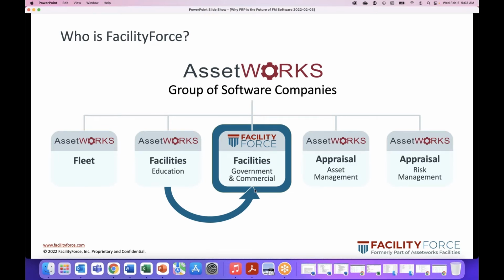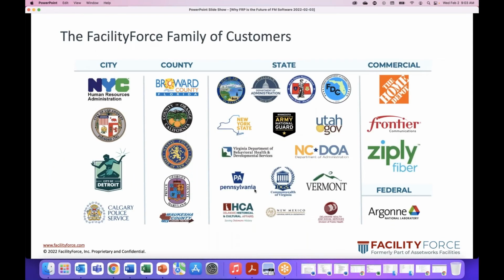The FacilityForce name, although it's new, has a very long history because we were part of another company. A year ago, we didn't even have a website, but FacilityForce was carved out of AssetWorks Facilities, which has about a 30-year history of serving the market. AssetWorks Facilities is part of a family of companies that provides other types of solutions. Your organizations may be working with one or more of these organizations already. This is just a little sampling of some of the customers we serve, some of the FacilityForce family. We serve state and local government, as well as some commercial and federal organizations.